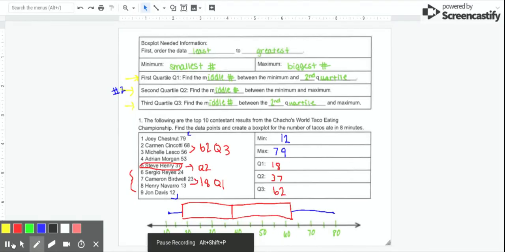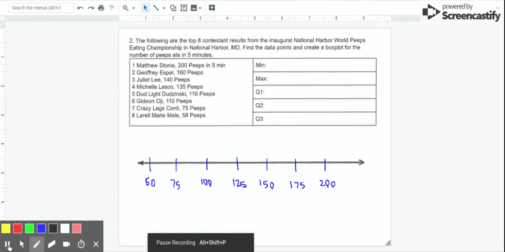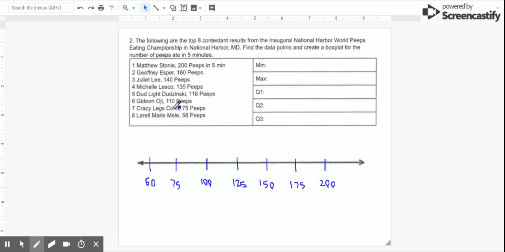Now, one second. Okay, number 2 says the following are the top 8 contestant results from the inaugural National Harbor World Peeps Eating Championship. So Peeps, the marshmallows from Easter. This guy ate 200 of them in 5 minutes. They all had 5 minutes to eat as many Peeps as they could. So we've got the winner at 200 and then last place, 58.